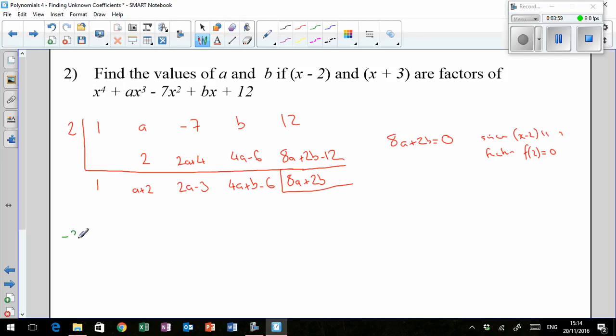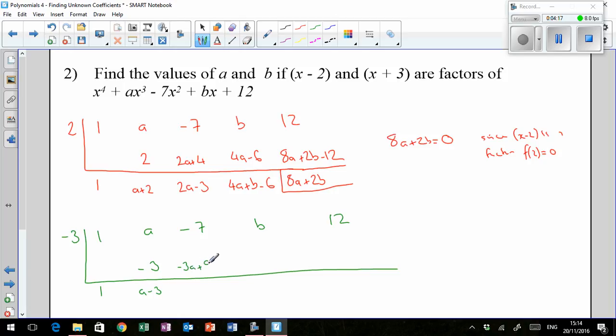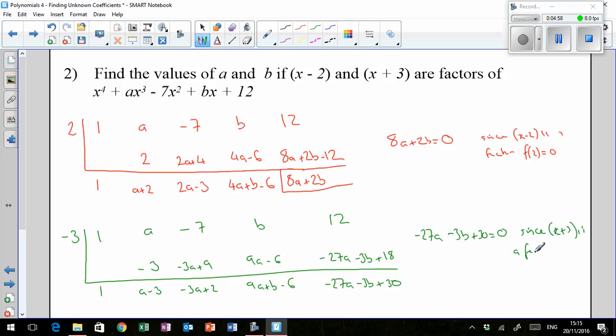I also know x plus 3 is a factor, so I can run through exactly the same thing there. Same again, 1, a, minus 7b and 12. So 1 times minus 3 goes to minus 3, which becomes minus 3a plus 9, so minus 3a plus 2, which becomes 9a minus 6, which becomes 9a plus b minus 6. And that becomes minus 27a minus 3b plus 18. Adding down, minus 27a minus 3b plus 30, which again is equal to 0. And again, a bit of overkill explanation in our exam: x plus 3 is a factor, f of minus 3 is equal to 0. Apologies for the messiness there at the end.